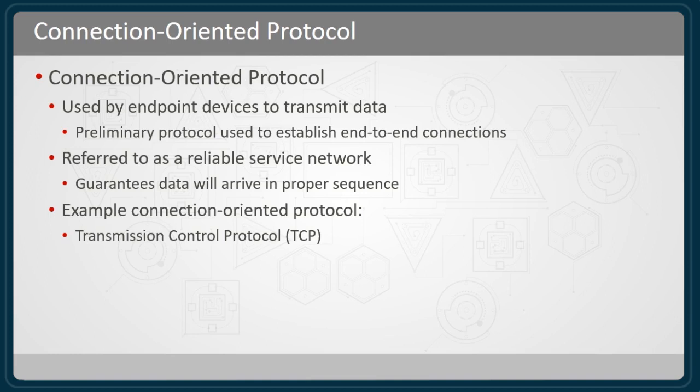So it is referred to as the reliable service network; it guarantees data will arrive in proper sequence. An example of a connection-oriented protocol is TCP, which we did discuss earlier. That's an example of one of the rules, making sure it arrives in the proper sequence and that it is guaranteed to arrive. And TCP implements that through the use of acknowledgements. So it's not so much a matter of the direct communication, but rather how the communication will occur.